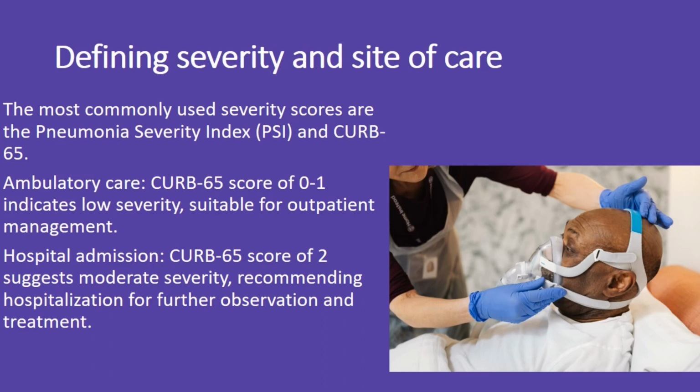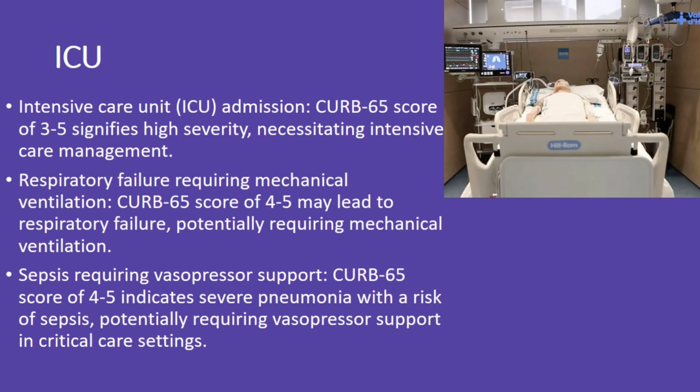Ambulatory care. A CURB-65 score of 0 to 1 indicates low severity, suitable for outpatient management. Hospital admission. A CURB-65 score of 2 suggests moderate severity, recommending hospitalization for further observation and treatment. Intensive care unit, ICU, admission. A CURB-65 score of 3 to 5 signifies high severity, necessitating intensive care management. Respiratory failure requiring mechanical ventilation. A CURB-65 score of 4 to 5 may lead to respiratory failure, potentially requiring mechanical ventilation.